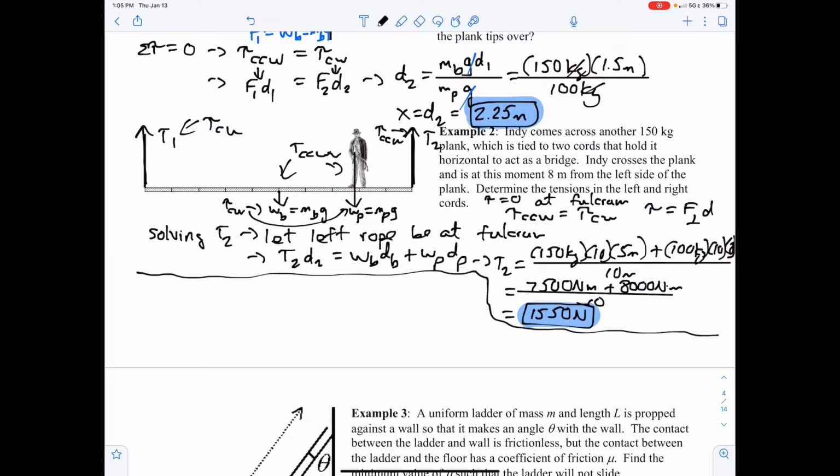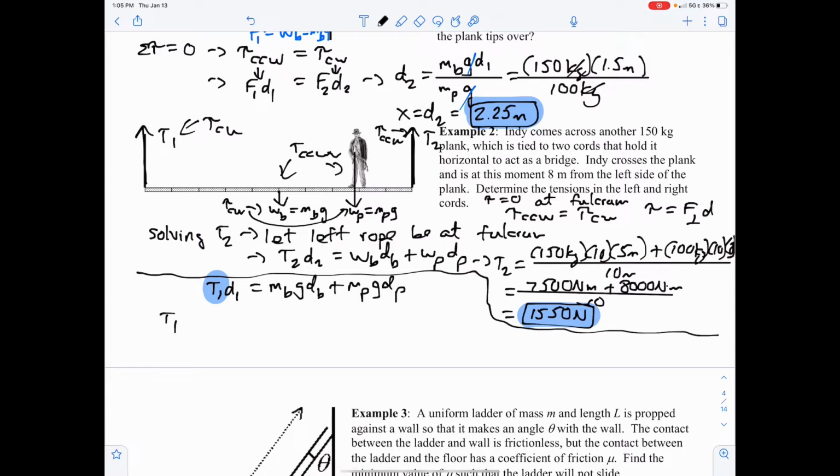So we're going to go, let's see, tension 1 times distance 1. That would be this clockwise torque here, and it is going to equal the sum of those two torques. So that would be the mass of the board times g times the distance of the board, plus the mass of the person times g, that's the weight, times the distance of the person. And you're going to solve that equation for T1.